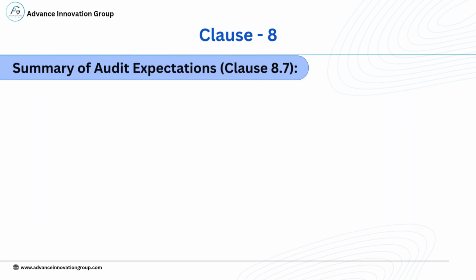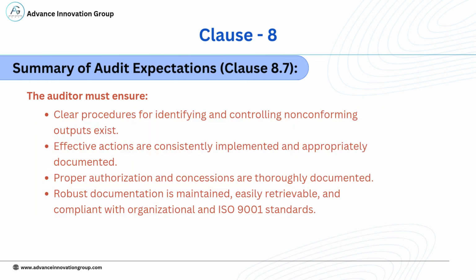Summary of audit expectations, Clause 8.7. The auditor must ensure: 1. Clear procedures for identifying and controlling nonconforming outputs exist. 2. Effective actions are consistently implemented and appropriately documented. 3. Proper authorization and concessions are thoroughly documented. 4. Robust documentation is maintained, easily retrievable, and compliant with organizational and ISO 9001 standards.